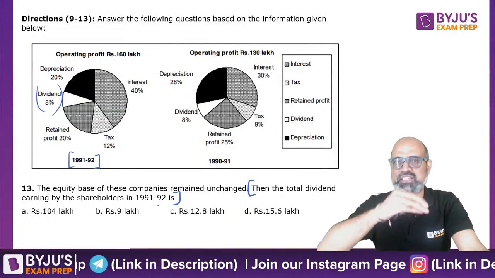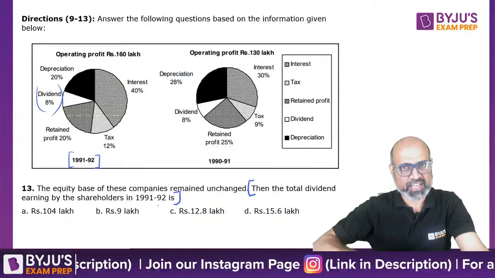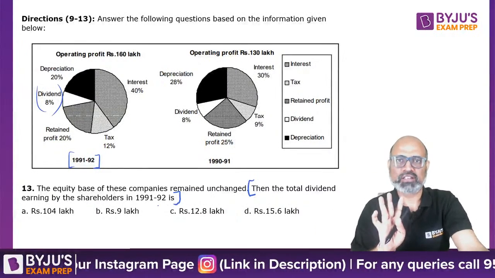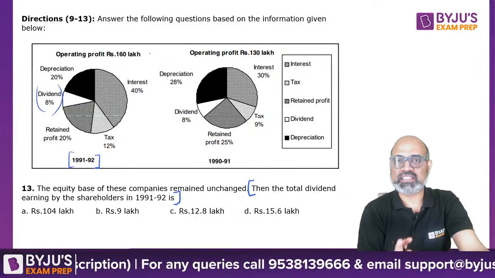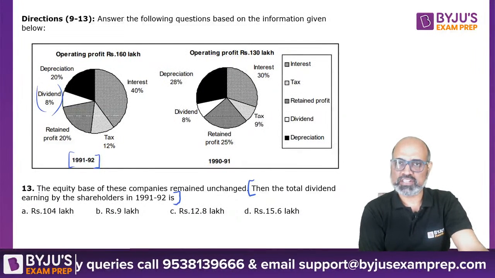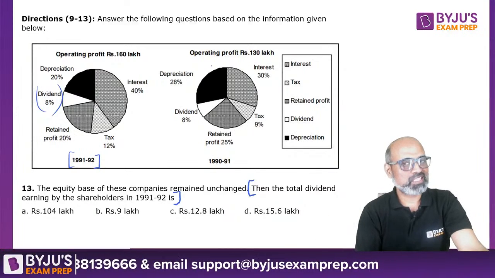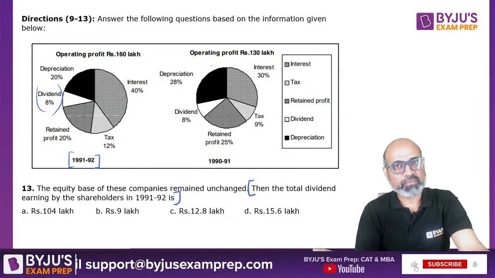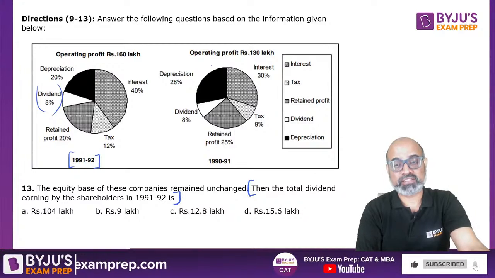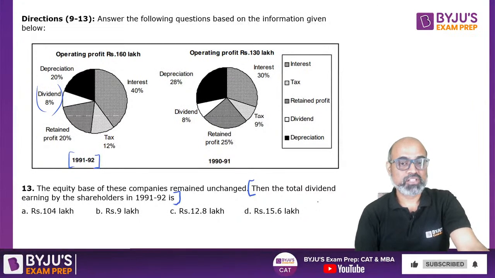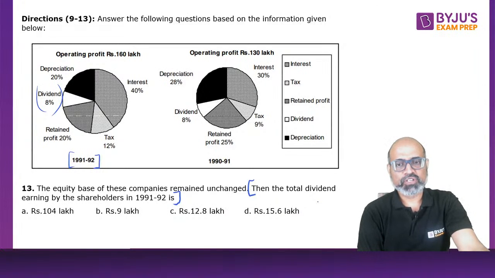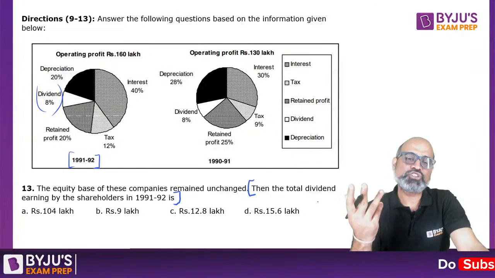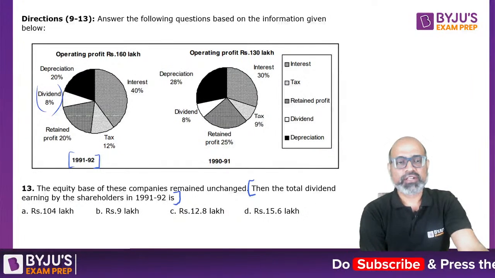It should be some percentage of equity base, some percentage divided by equity base. कुछ तो होता होगा. The bases are changing, right? 130 and 160. Percentages are also changing of the pies. So obviously the answer cannot be determined if it is dependent on equity base, we don't have that. तो पहला statement ignore करते हैं. Question simply changes to total dividend earned by the shareholders in 91-92.